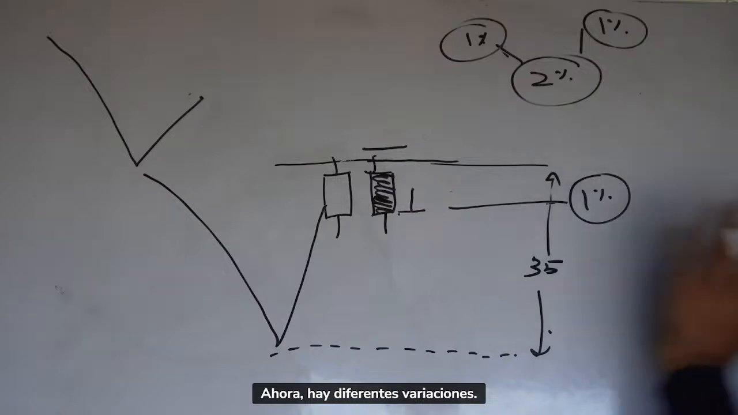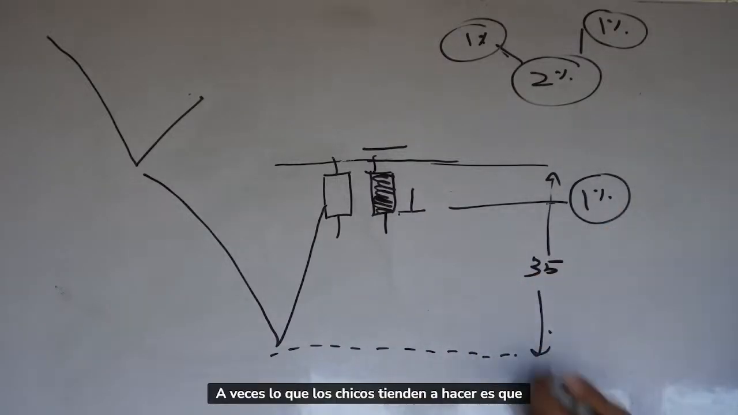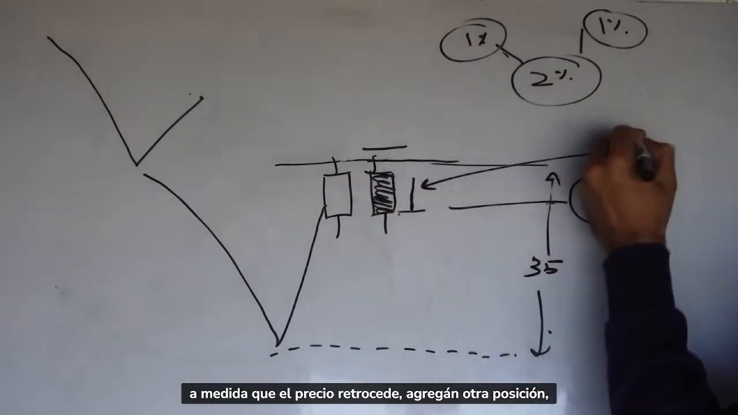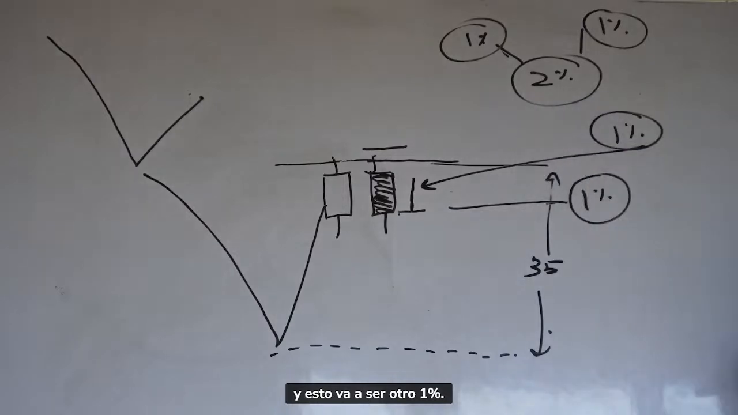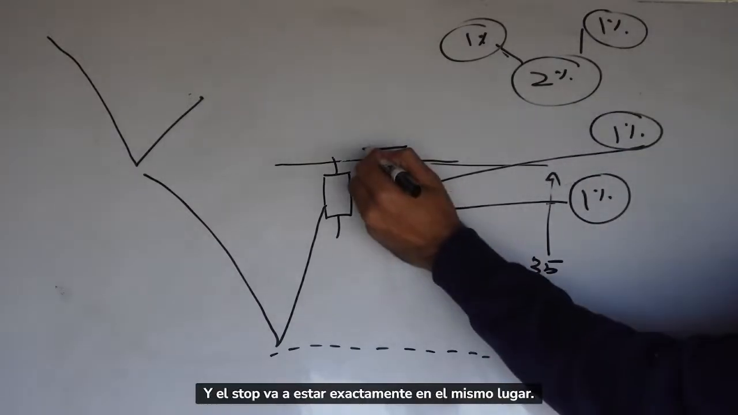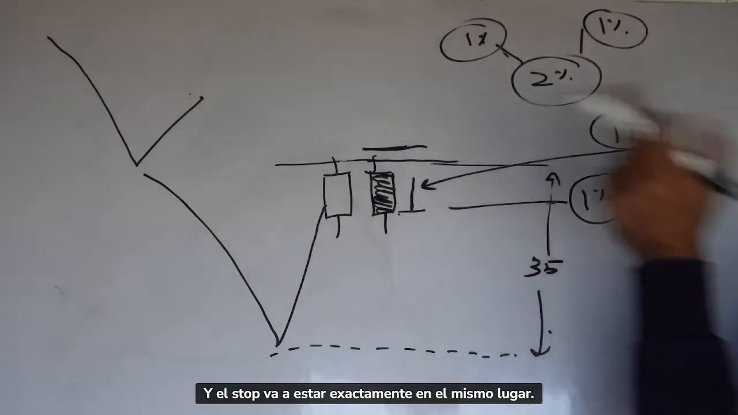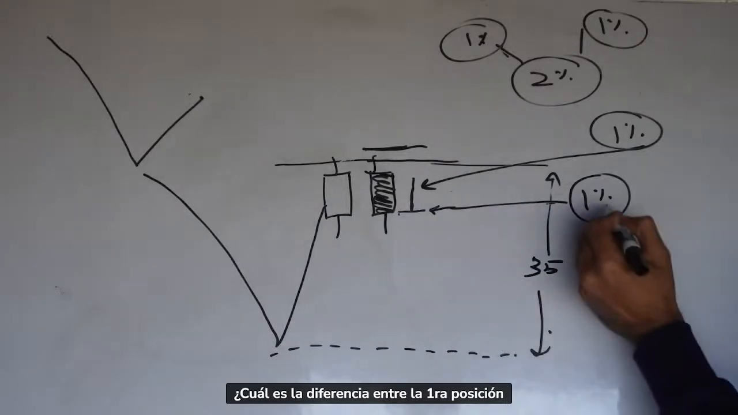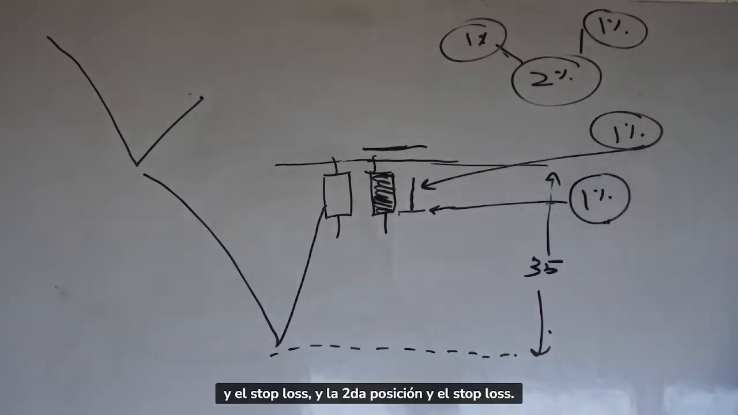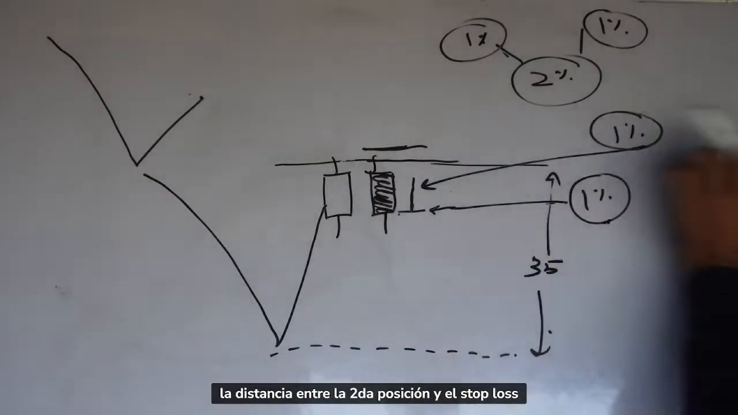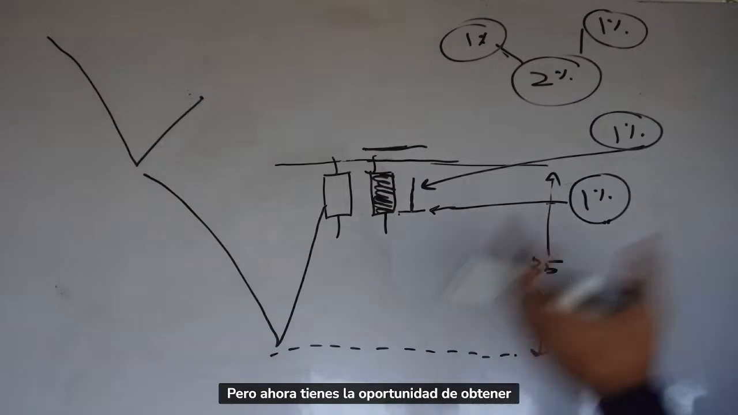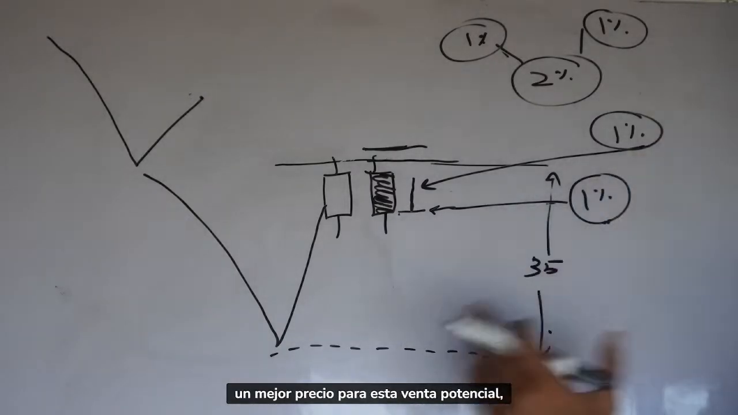Now, there are different variations. Sometimes what guys tend to do is that as price retraces, they will add another position, and this is going to be another 1%. They're going to add a position, right? And the stop is going to be at the exact same place. Now, what's the difference between the first position stop loss and the second position stop loss? The first position stop loss is wider, right? The second position stop loss is smaller at this point, but now you have an opportunity to get a better price for this potential sell, right?